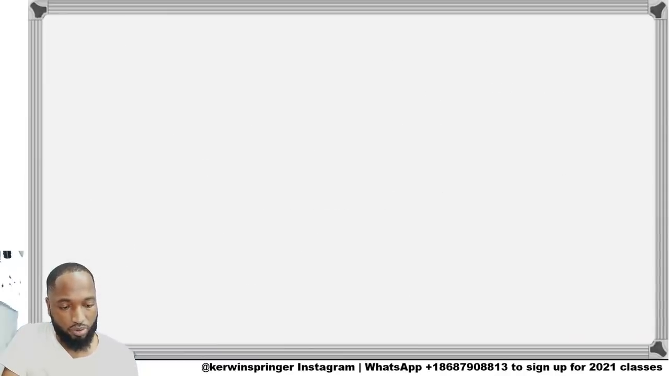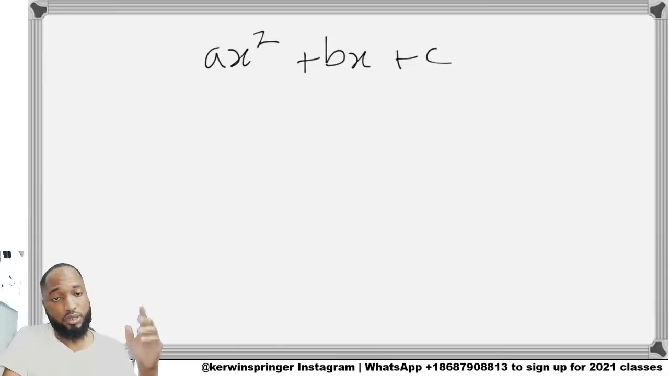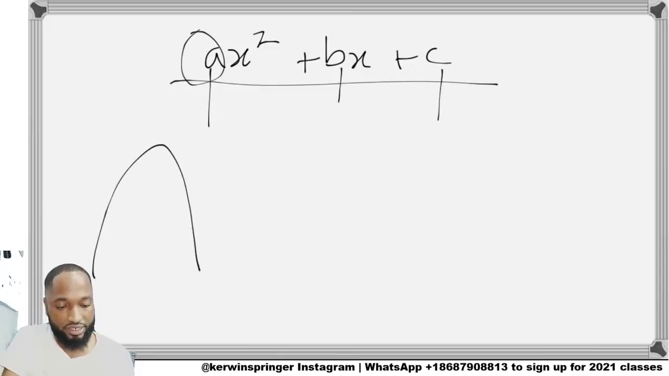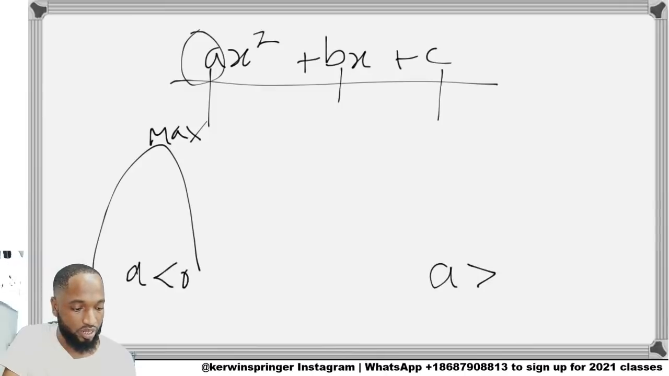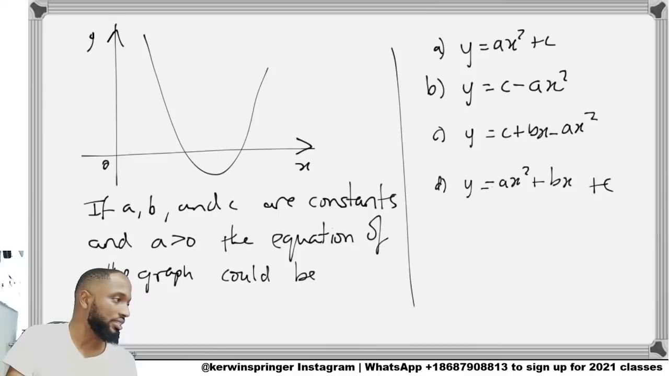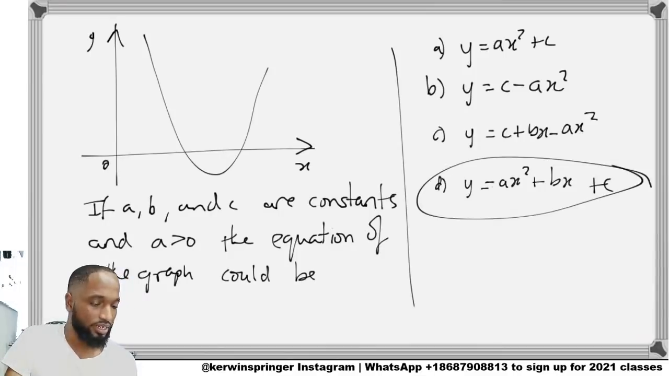This question borrows from the idea that the general form of a quadratic equation is ax squared plus bx plus c. The a, the b and the c are constants. If a is less than 0, the graph must look like this, a maximum. If a is more than 0, the graph must look like this. So now you have the graph looking like this and they already say that a is more than 0. You don't expect any funny business. The answer is just going to be D. Well done. Everybody who said D, 10 points.